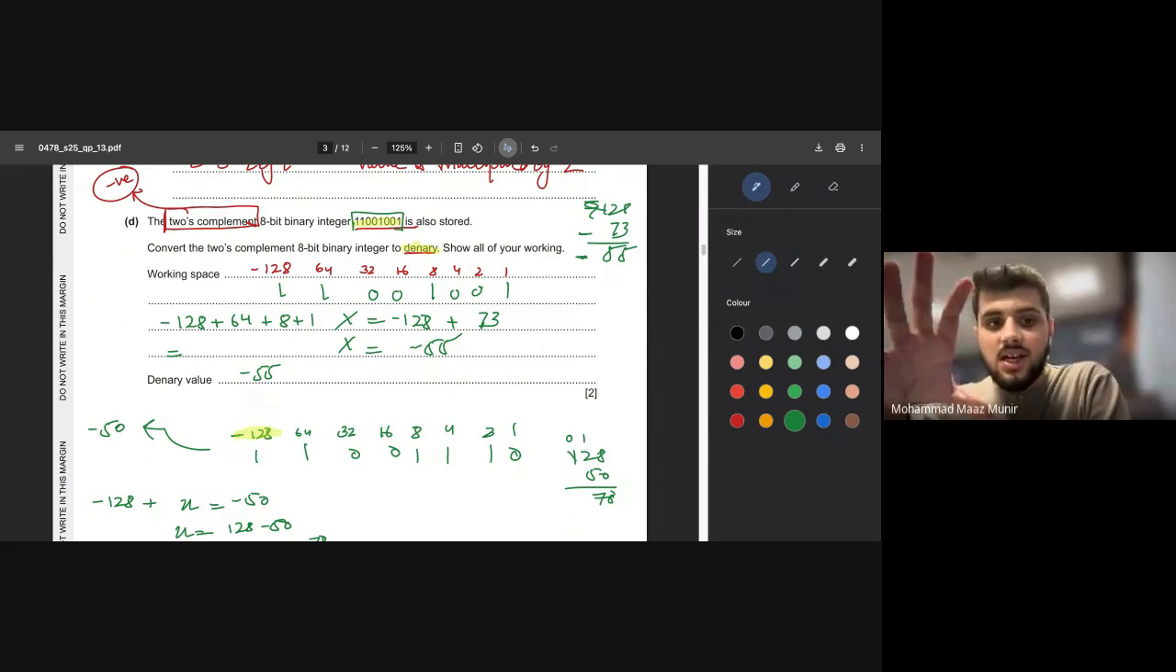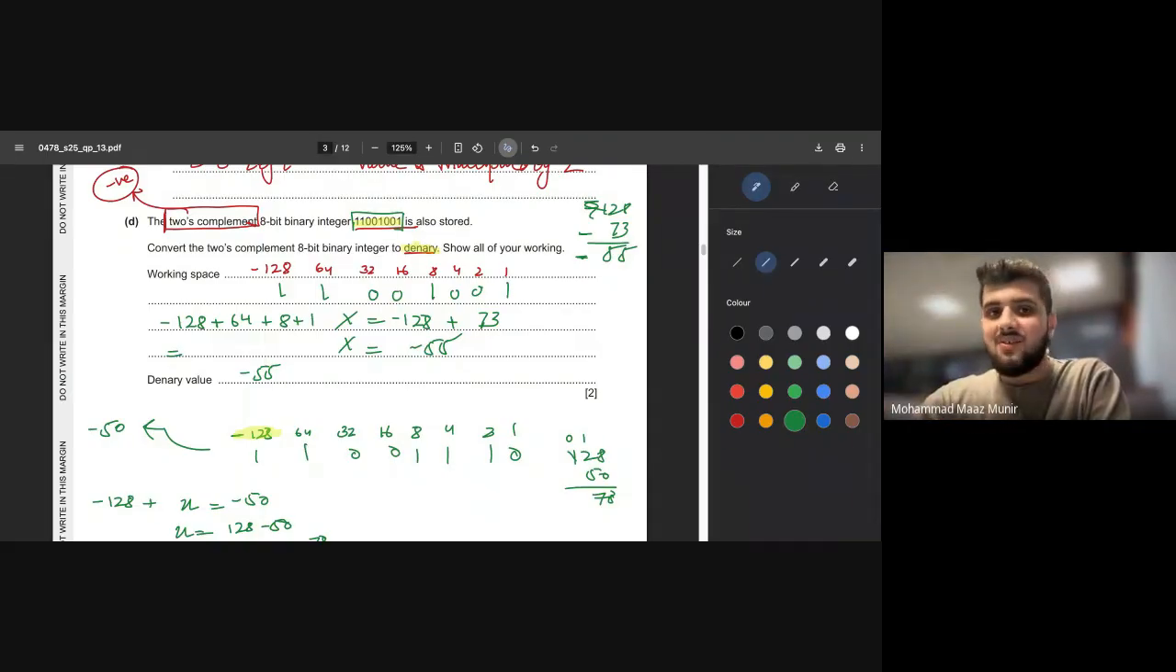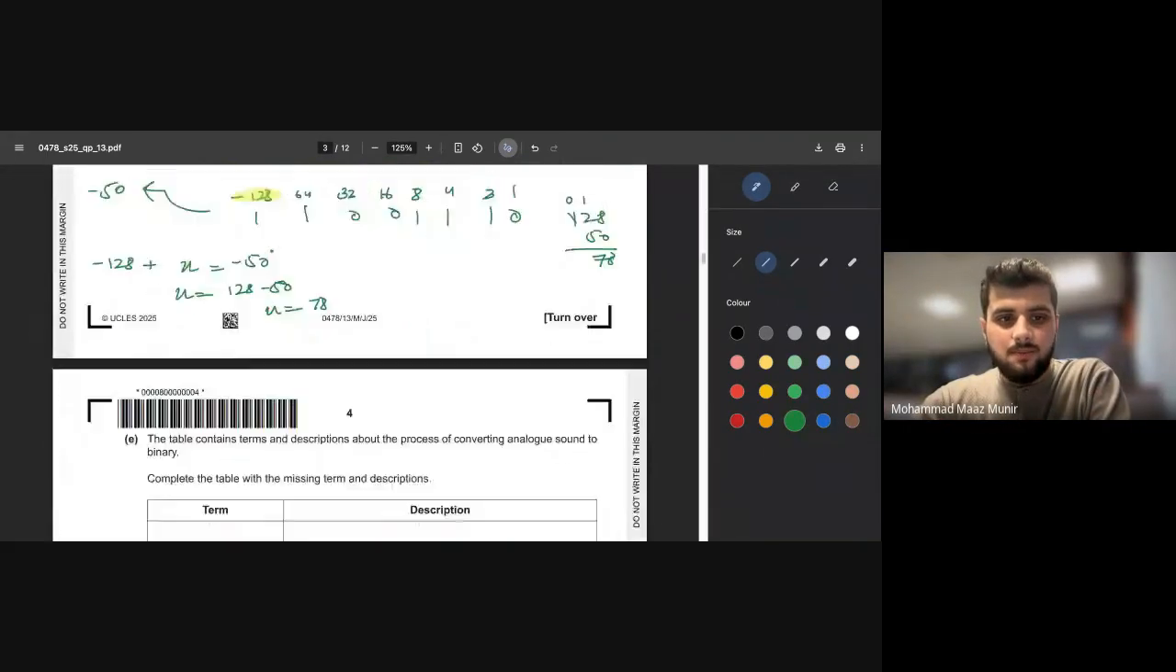If you don't understand the concept of two's complement, one's complement, I would highly advise that you go back and watch those recorded lectures जो कि मैंने post किए हुए हैं. If it's clear, just let me know. Is this whole question clear? All these three, four parts which we did.